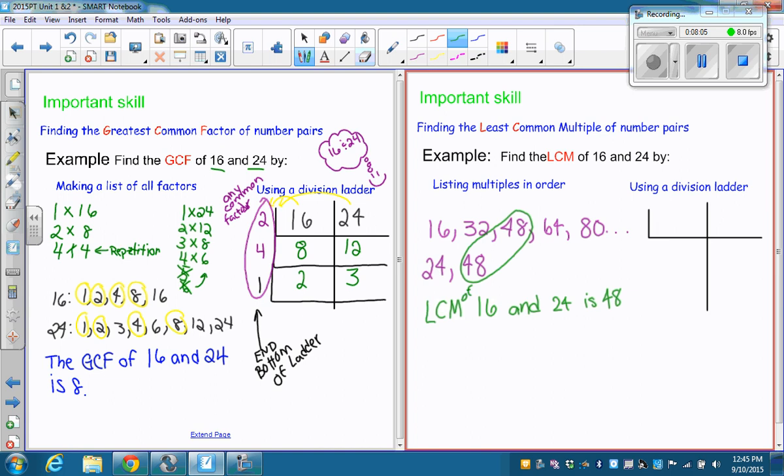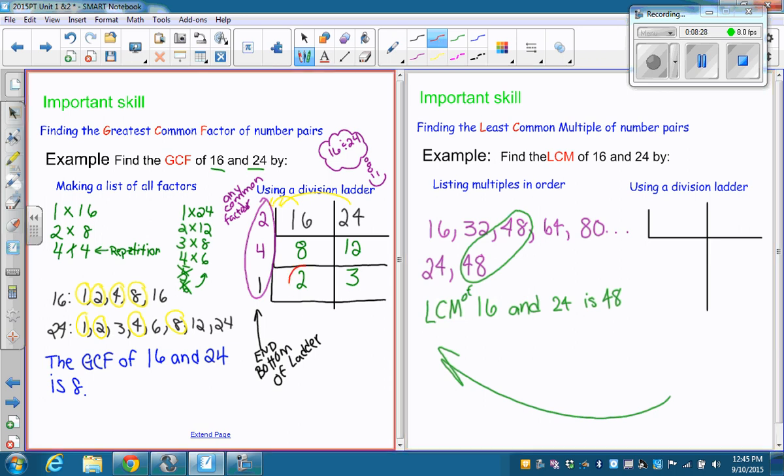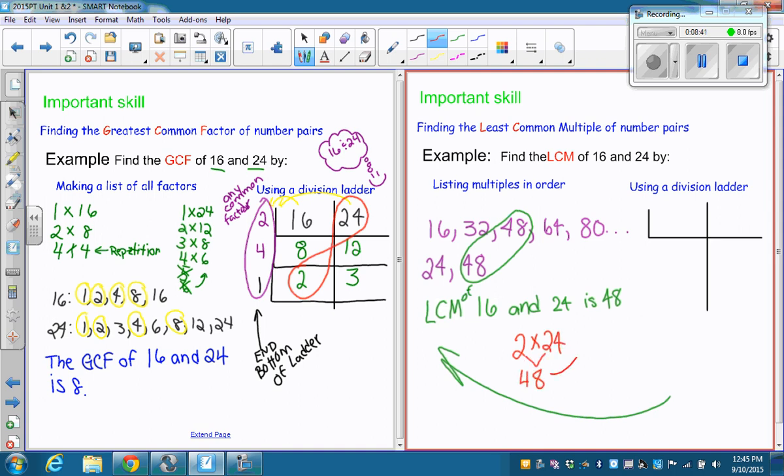But we can also use the division ladder. We don't actually have to do any more work. The work is right in that ladder. So it turns out the division ladder not only has the greatest common factor built into it, but it also has the least common multiple. All you need to do is look at the bottom number and the top number of the other side and multiply them. So 2 times 24 equals 48. And that's the least common multiple.